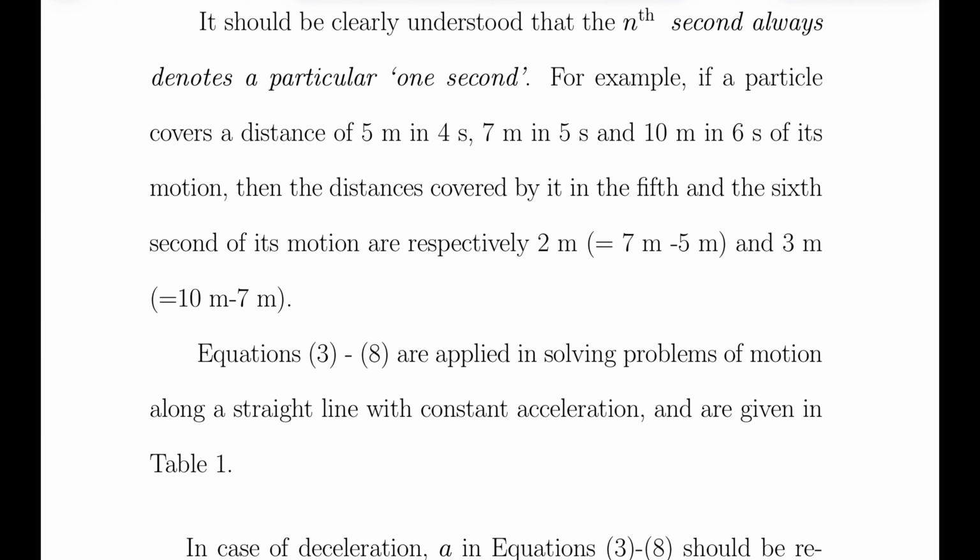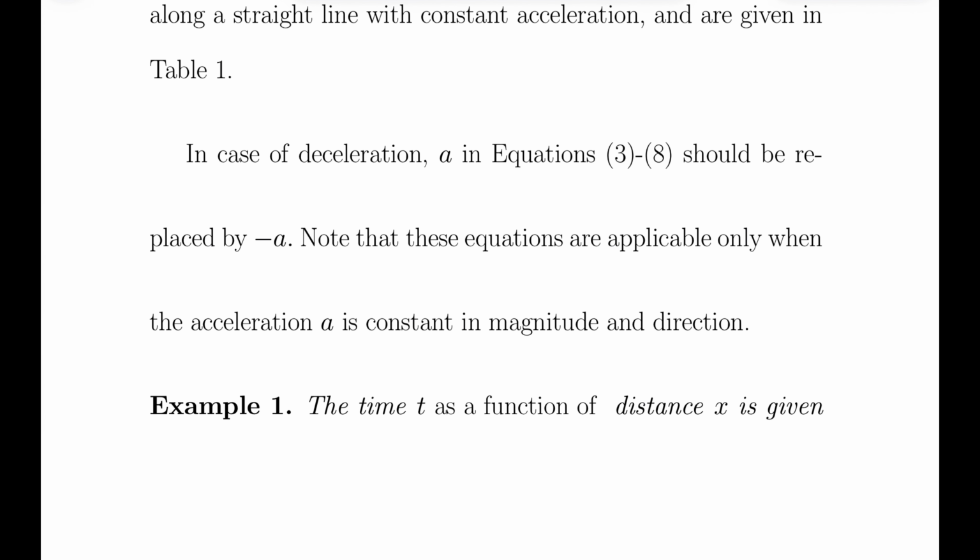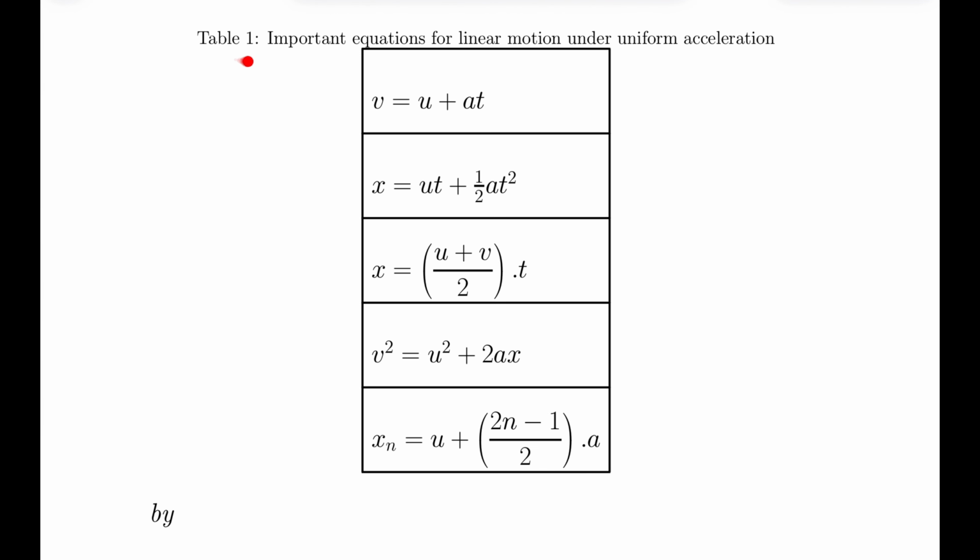So equations 3 to 8 are applied in solving problems of motion along a straight line with constant acceleration and are given in table 1. If the acceleration is negative or the body is retarding, we should replace a by minus a. All these equations are applicable only when the acceleration a is constant in magnitude and direction. Table 1 presents here the different equations of motion in a straight line with constant acceleration.